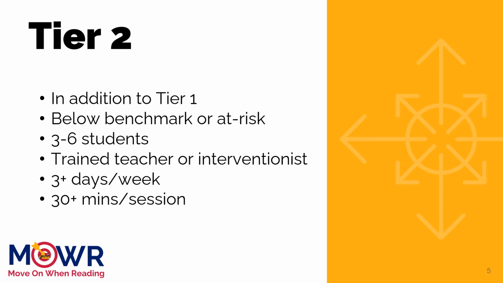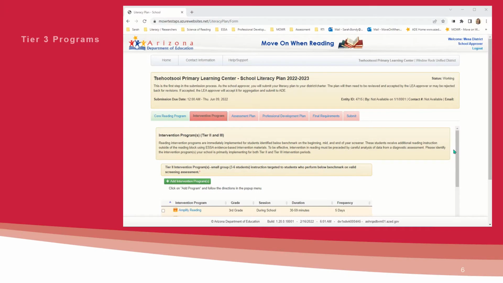Instruction is delivered in small groups recommended of 3 to 6 students by a well-trained teacher or interventionist and designed to explicitly teach specific skill deficits as identified by a valid diagnostic assessment. Tier 2 interventions are recommended to be delivered at least 3 days per week for at least 30 minutes per session or a total of 90 minutes per week.